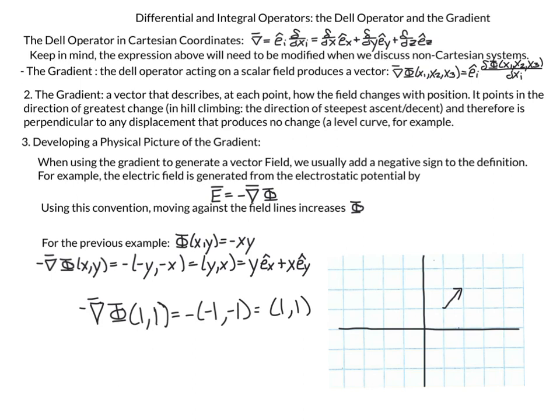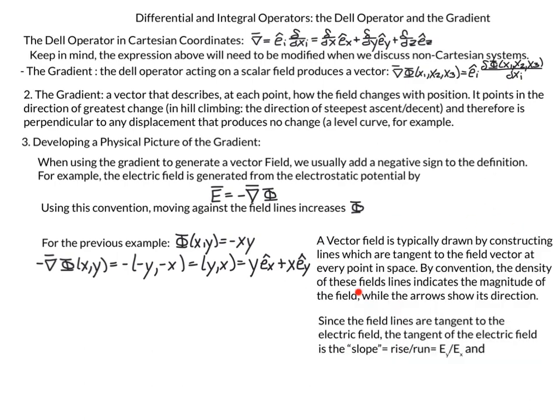And we said eventually it just gets cluttered with a lot of vectors, so there are different ways of handling that. In 2.1, we said that a vector field can be drawn by constructing lines which are tangent to the field at every point in space. By convention, the density of these field lines indicates the magnitude of the field, while the arrows show its direction. So this is the convention we decided to use. Since the field lines are tangent to the electric field, the tangent of the electric field is the slope, the rise over run, which is equal to E_y divided by E_x.